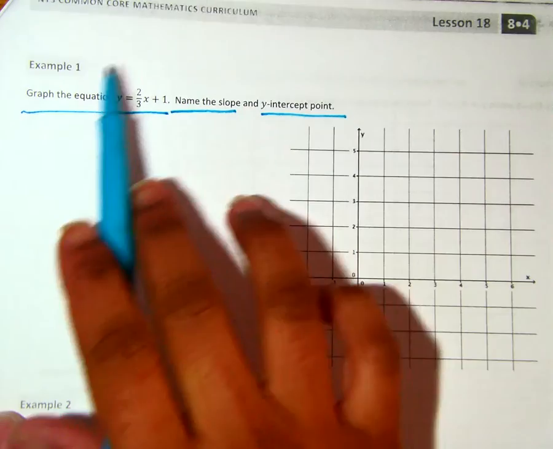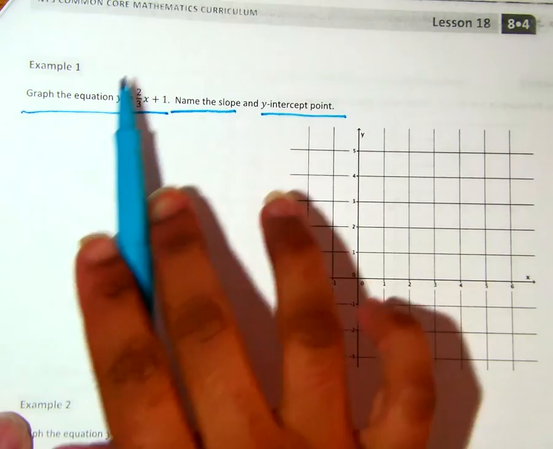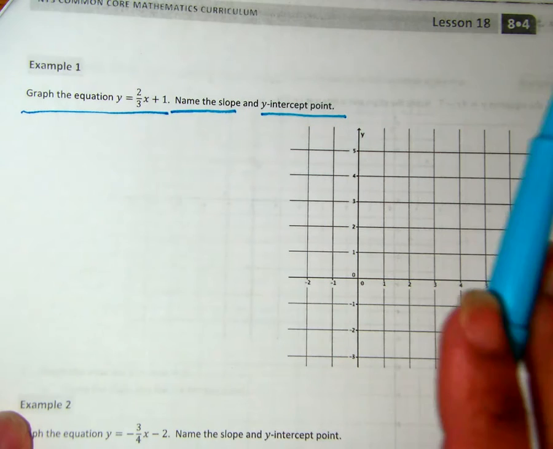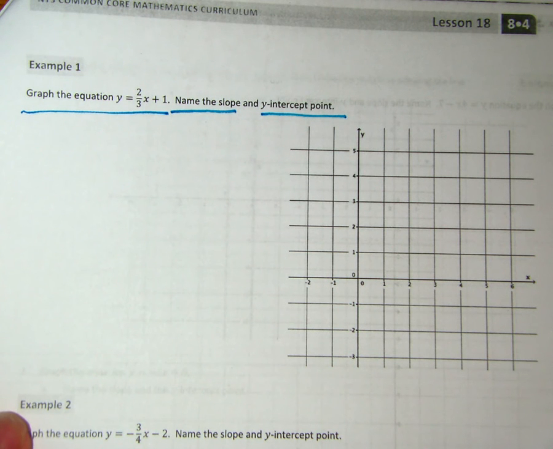Looking only at my equation, what type of slope is this equation going to have? Is this going to be a left to right inclining line or a left to right declining line?